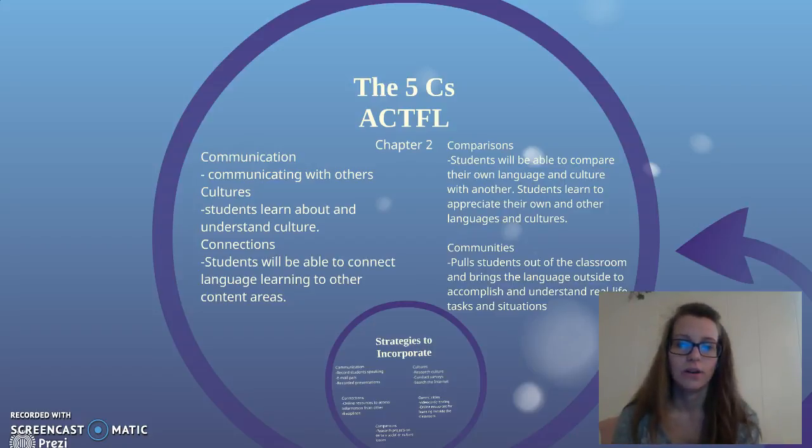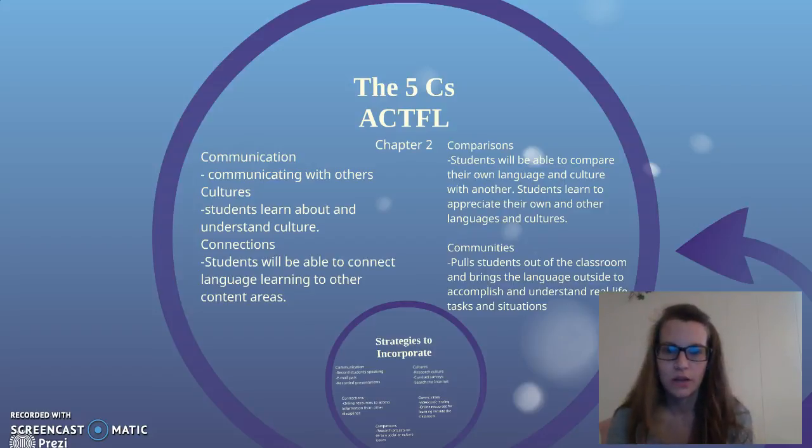The third one is connections, where students will be able to connect language learning to other content areas. The fourth C is comparisons, and this is where students will be able to compare their own language and culture with another. Students learn to appreciate their own and other languages and cultures. And the fifth C is communities. This is what pulls students out of the classroom and brings the language outside to accomplish and understand real-life tasks and situations.